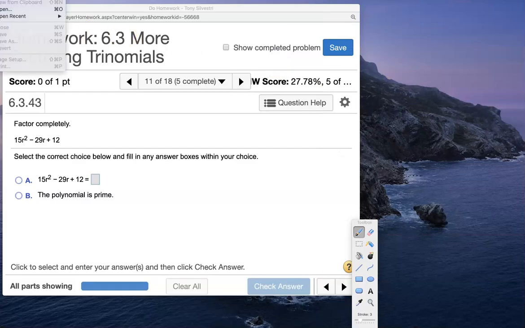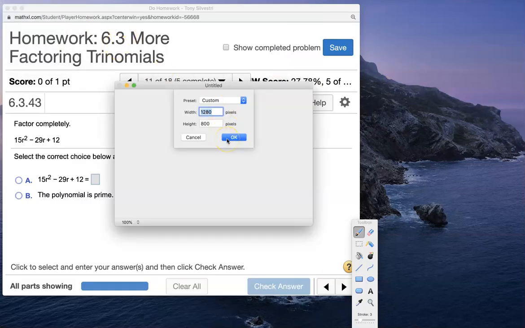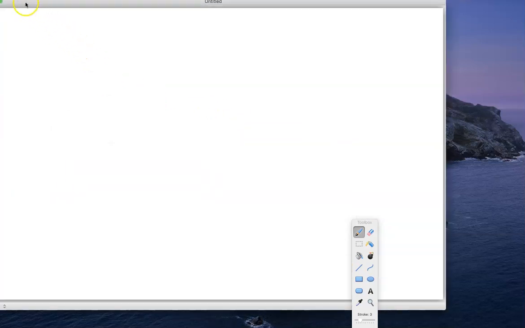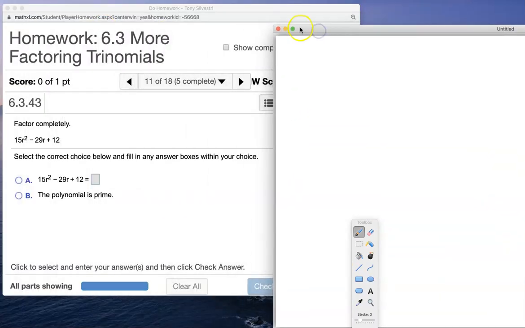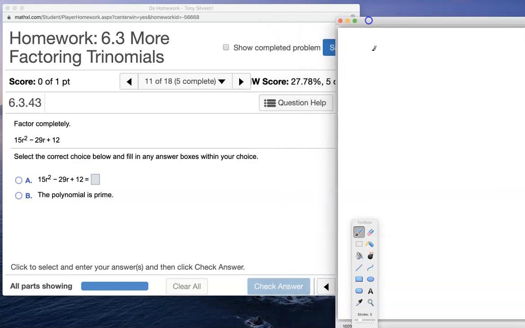Let's do a file, new, nice sheet of paper. Okay. Move this over here. Move that over there. A little closer. Okay. Copy the problem. 15r squared minus 29r plus 12. Okay, first step. Is there a greatest common factor that we can pull out? No, there isn't. You cannot pull anything out.